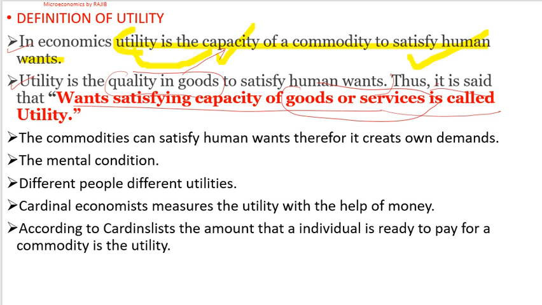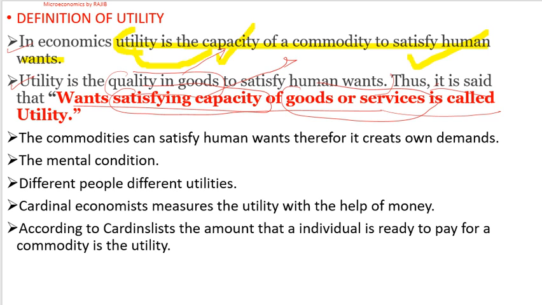You have two definitions here. One is satisfying capacity, that is, we already get the capacity here. That capacity is called utility, or you may say the capacity of a commodity to satisfy human wants. The sentences and their meanings are the same here. You have to remember.